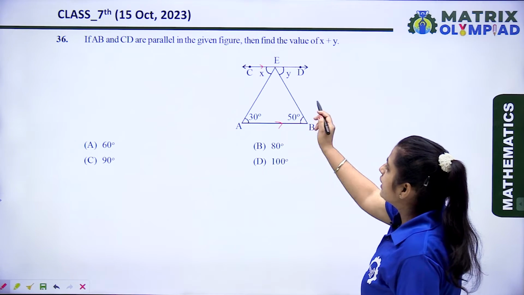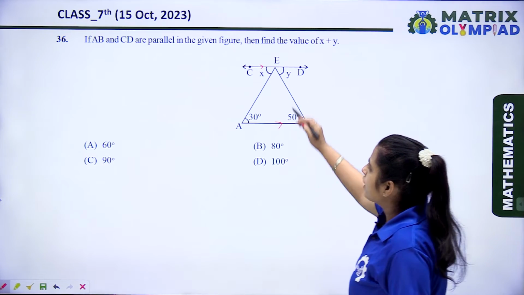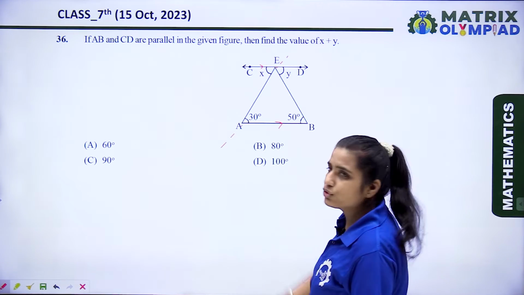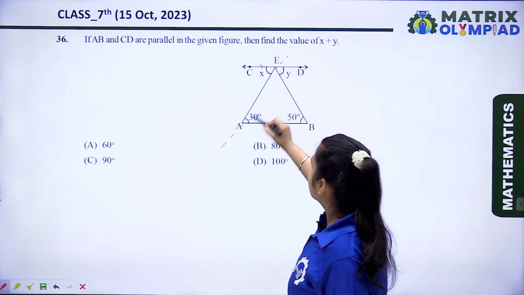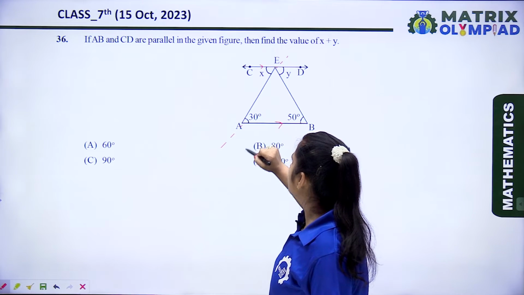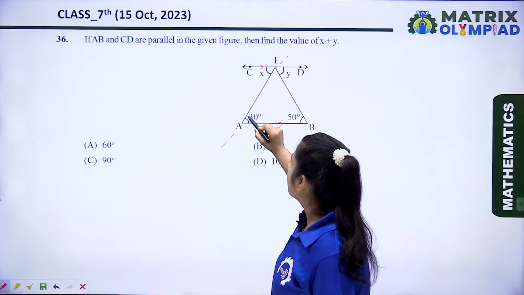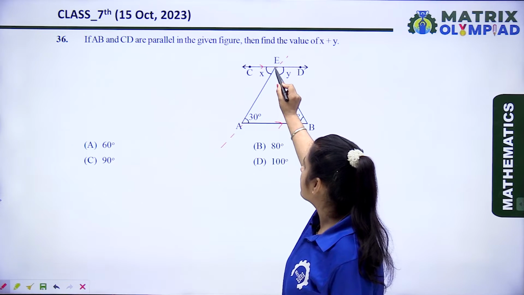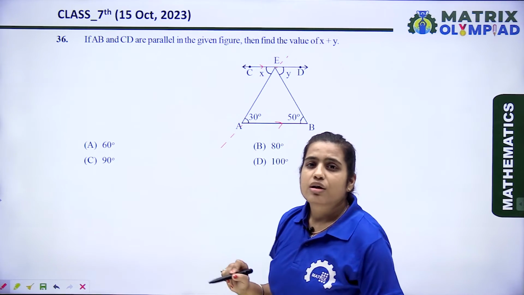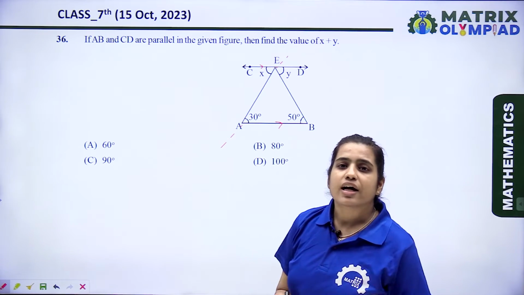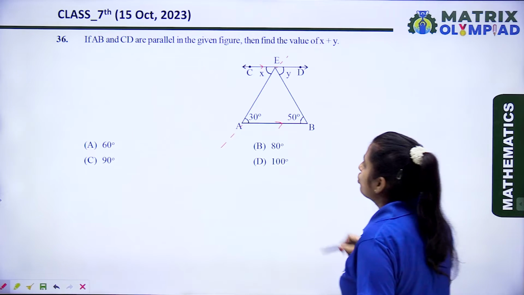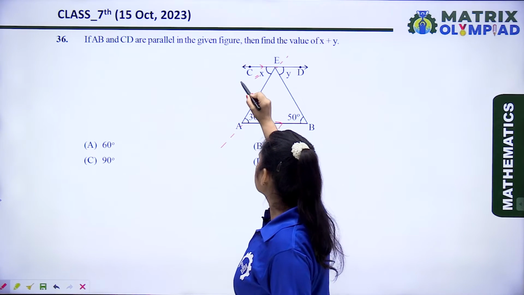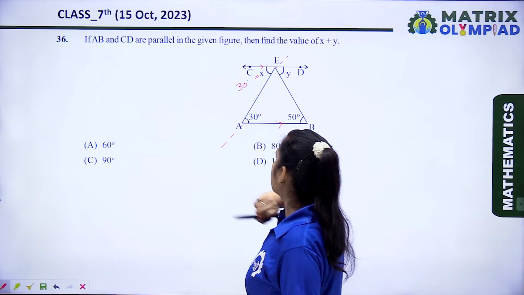Now here, CD is parallel to AB. If these two lines are parallel, then EA is transversal. Now, if EA is transversal, then we can see that angle EAB is equal to angle CEA, as these two angles are alternate interior angles. So, due to alternate interior angles, angle X is equal to 30 degree.